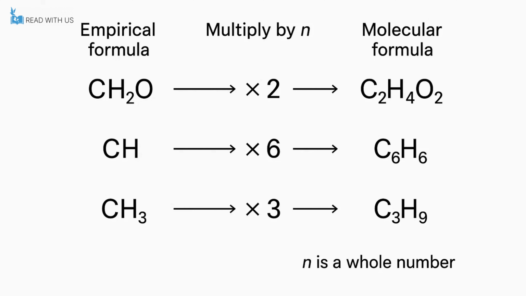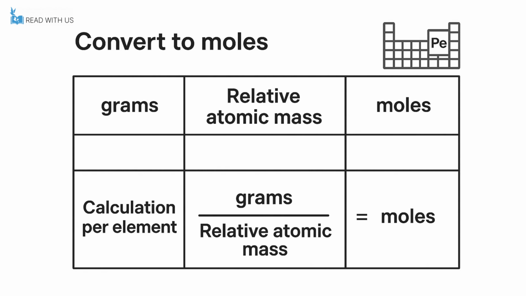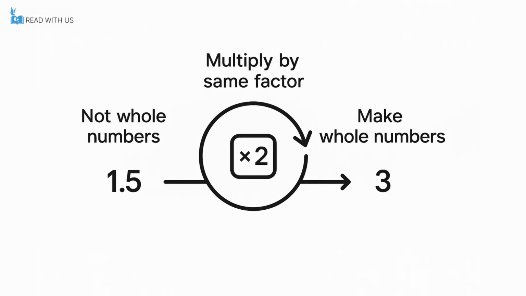number. To obtain an empirical formula from percentage composition, we first assume 100 grams of the substance so that percentages become grams. We then convert each gram value to moles by dividing by the relative atomic mass from the periodic table. Next, we divide all mole values by the smallest value to produce a simple ratio that is close to whole numbers. If any ratio is still not a whole number, we multiply all ratios by the same factor, such as 2 or 3, until whole numbers are obtained.